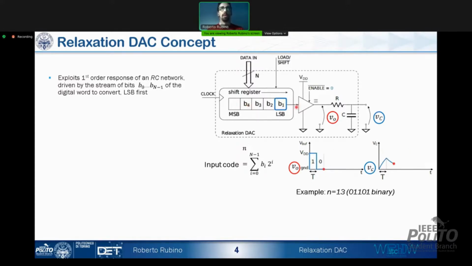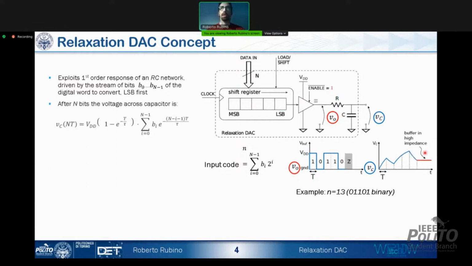So all the bits are shifted LSB first, and after all the bits have been shifted, the three-state buffer is put in high impedance to hold the capacitor voltage value. If we evaluate the voltage across the capacitor at the end of the n periods, it has the following expression.